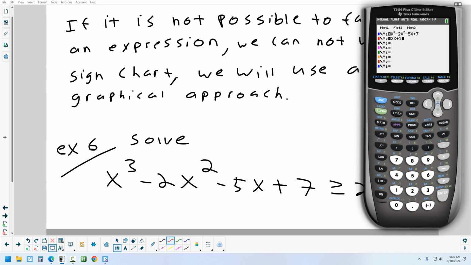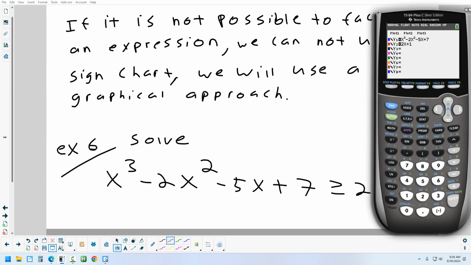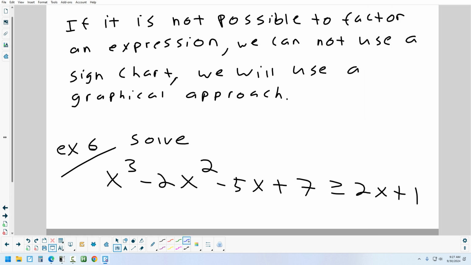So 2x plus 1, that's like y equals mx plus b. That's a line. So I want to look where the blue graph is above or equal to the red graph in my picture. Where is the blue above the red? Okay, and I'll do zoom 6. And just so we remember, that one's in blue, that one's in red.